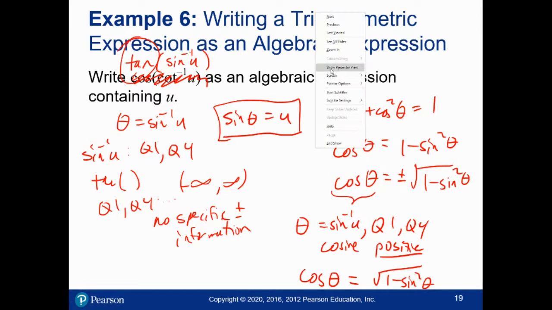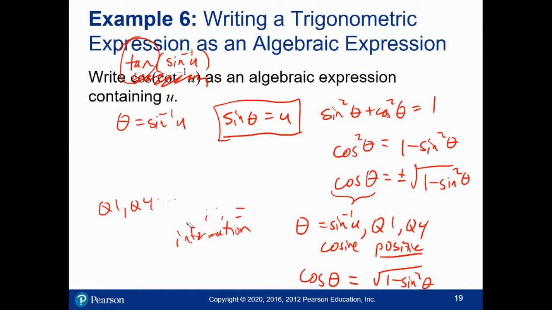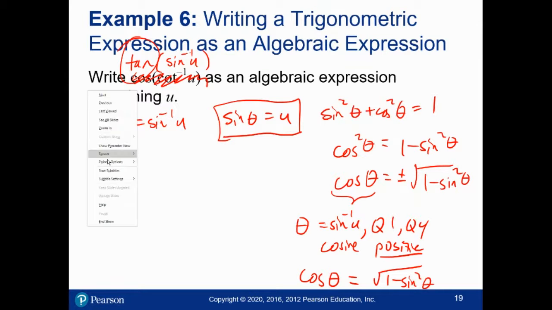I need to clear out some space, so I'm going to erase the work on the left, because this ended up not really going anywhere. It was all perfectly true. But the Pythagorean identity we used had to take advantage of the sine. Okay? Sine of theta being u meant I really only had one option for a Pythagorean identity. Thankfully, the cosine term is able to be specified as positive.